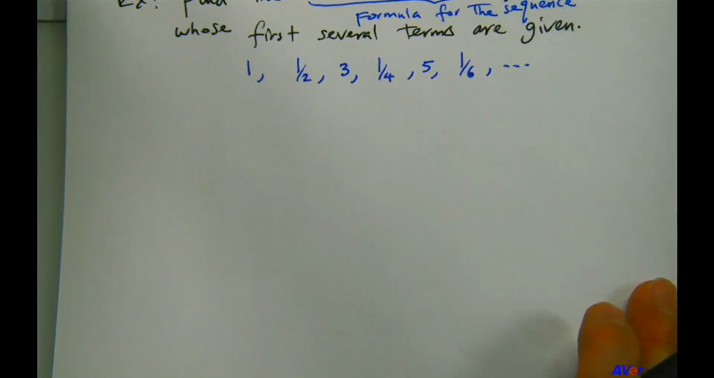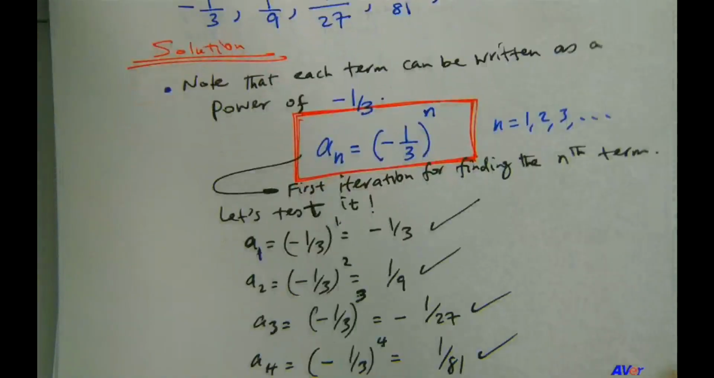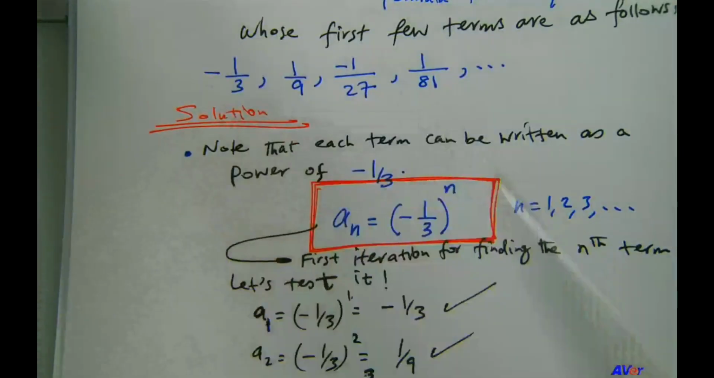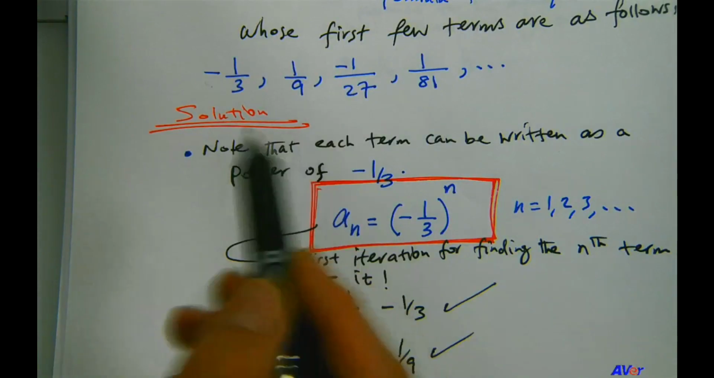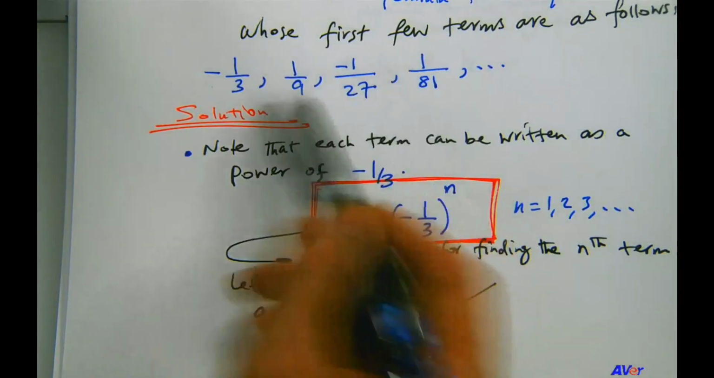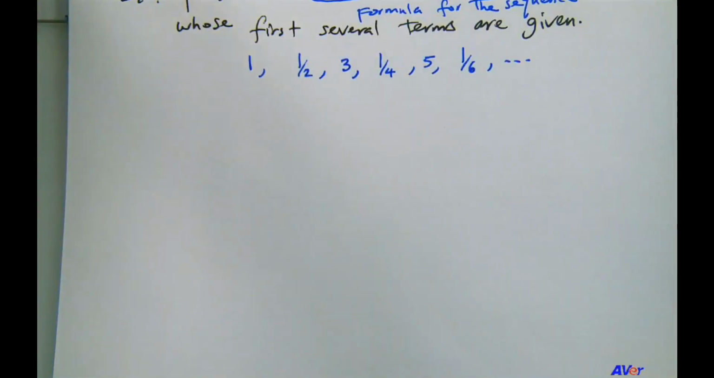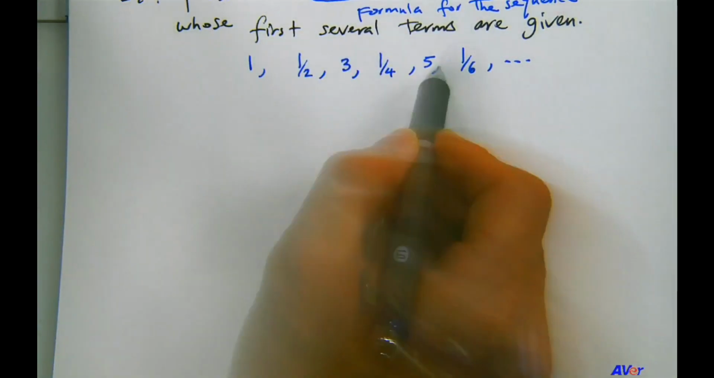If you see a sequence like this for the first time, let's look at the previous example. The first thing that should catch your eye is that you have a mix of negative and positive values, and the second thing, of course, is the fractions and how they're connected. Here, if you look at this sequence, they're all positive. But what should catch your attention is that you have a mix of fractions and whole numbers.